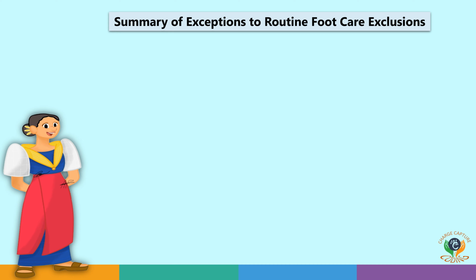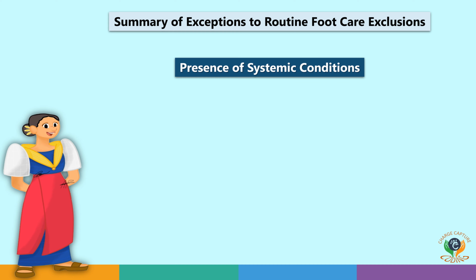Remember that for our claim on routine foot care services to be covered and valid, other than the foot or toe location modifier when applicable, we need to make sure we meet the exceptions to Medicare's exclusions. First, remember that there must be evidence of the presence of a systemic condition, either requiring or not requiring the active care of the PCP.